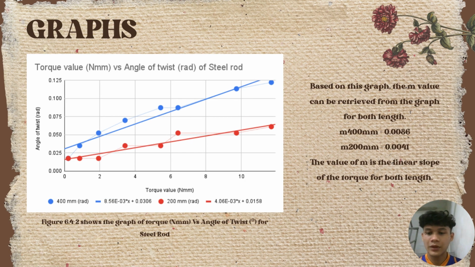Next, figure 6.4 shows the graph of torque versus angle of twist for steel rod. Based on this graph, the M value can be retrieved from the graph for both lengths, which is for 400 millimeters is 0.0086 and for 200 millimeters 0.0041. The value of M is the linear slope of the torque for both lengths.